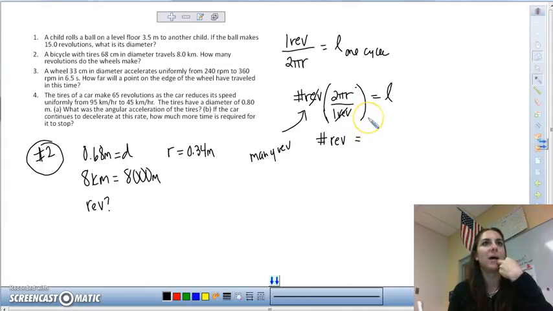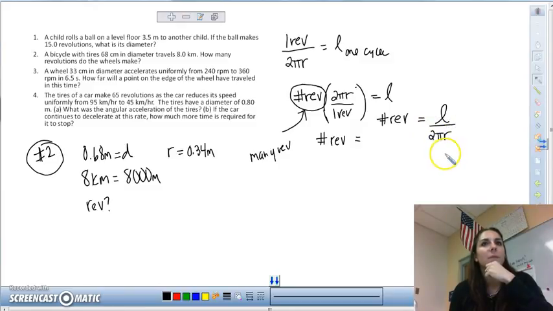Eventually. So what we have then is, let me just take that out, is we're solving for this. That's what we're solving for. So this is essentially 1. And I get rid of this by dividing both sides by that. So the number of revolutions is going to equal L divided by 2 pi r, like that. Basically the total distance divided by the circumference of one circle.